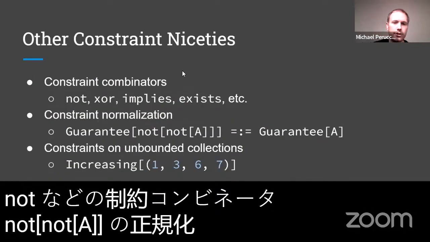So other things that we can do with this library is we can have some constraint combinators. So we can do like nots, XORs, implies, exists. We can do ands and for alls. And all of these things compose and work nicely, just like a regular Boolean equation that we could write. And constraint normalization also works. So if we need a guarantee of not some constraint A, that is seen as the same thing by the type system as a guarantee of A.